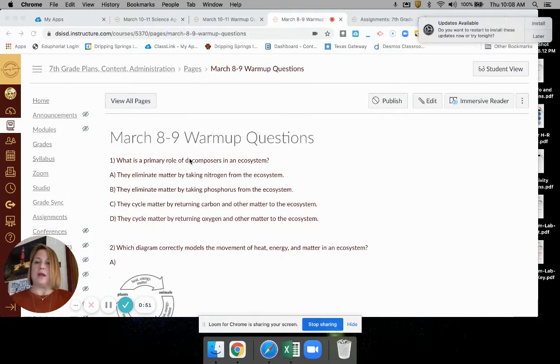organisms and used. So you can eliminate A and B because they absolutely don't eliminate matter, they cycle matter. And then the matter that they're cycling is carbon and other organic matter. So the best answer is C. They cycle matter by returning carbon and other matter to the ecosystem.